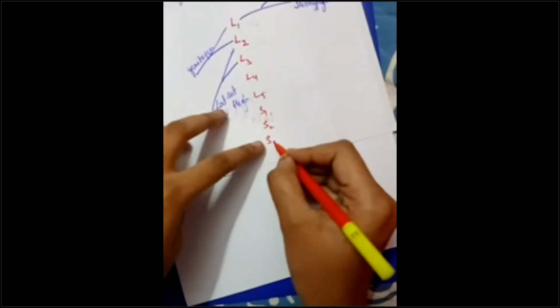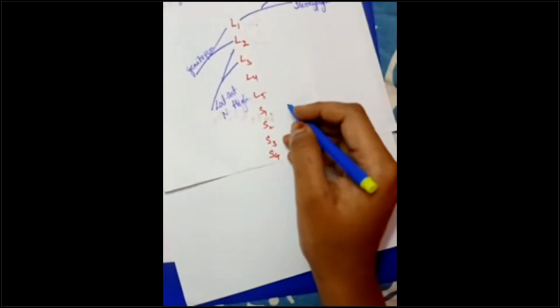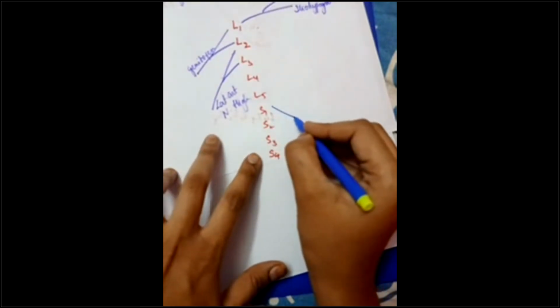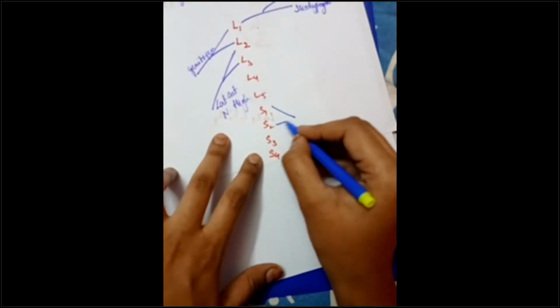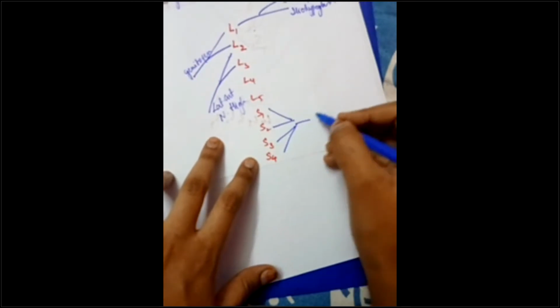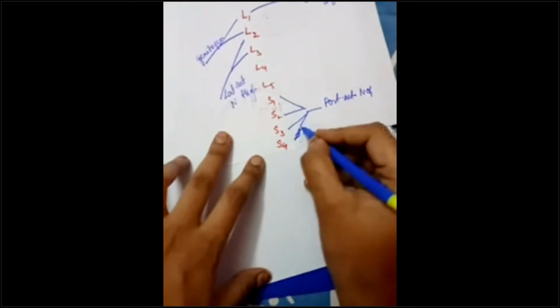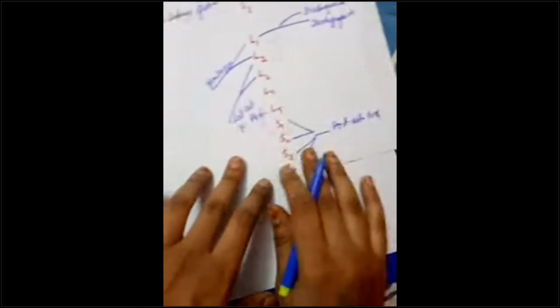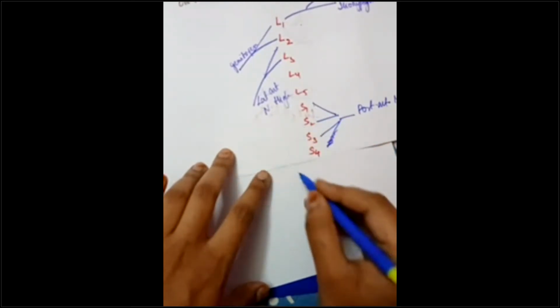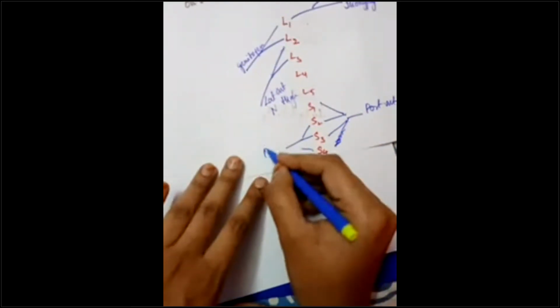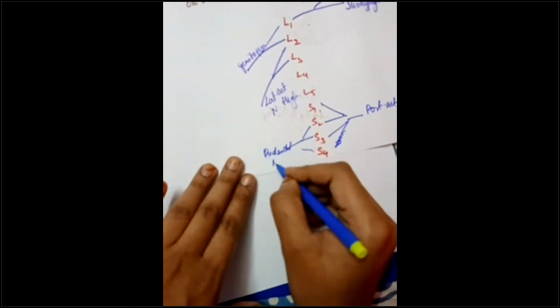Now I told that I will go a bit below. S1, S2, S3. I will write S3, S4 also here. So from my S1, S2, S3, I have my posterior cutaneous nerve of thigh. From S3 only, sorry. S1, S2, S3, posterior cutaneous nerve of thigh. From S2 to S4, I have my pudendal nerve.